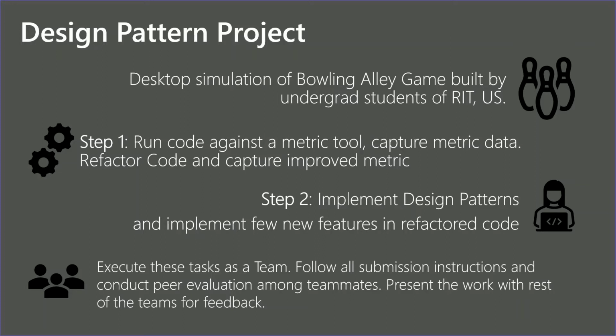In the first part of the project, students are expected to run the existing source code against their desired metric tool, and they're supposed to capture metric data on code smells. They eventually have to refactor the code and improve the metric data to show that the refactored code is better compared to the existing source code. There are designated mentors, who are teaching assistants to this course, who guide these teams on choosing a right metric tool and letting them undergo the process of refactoring and capturing the improved metrics.